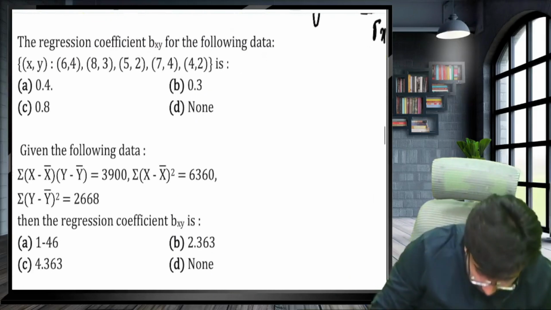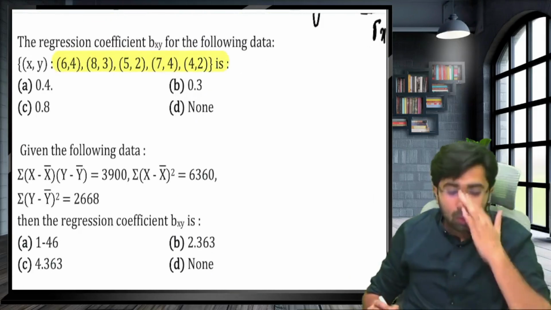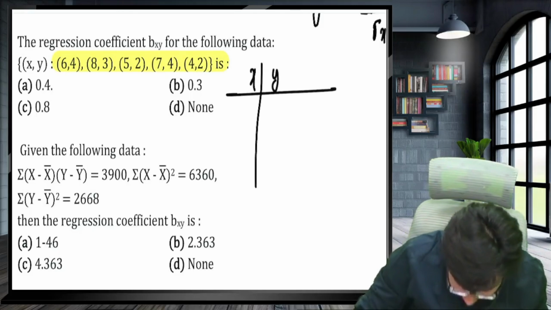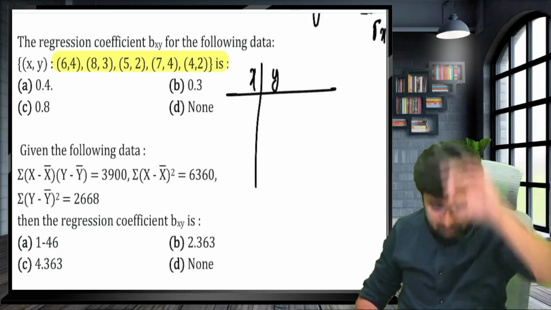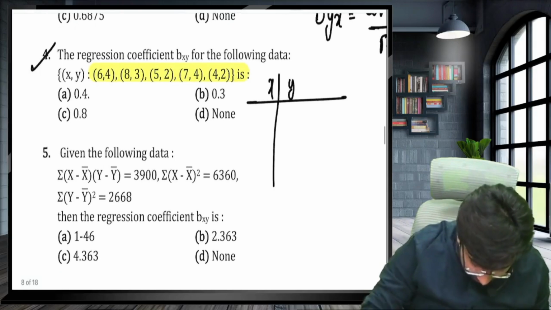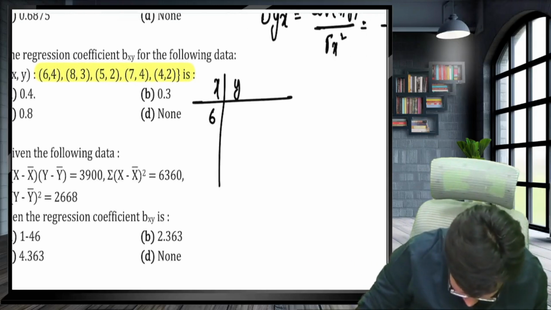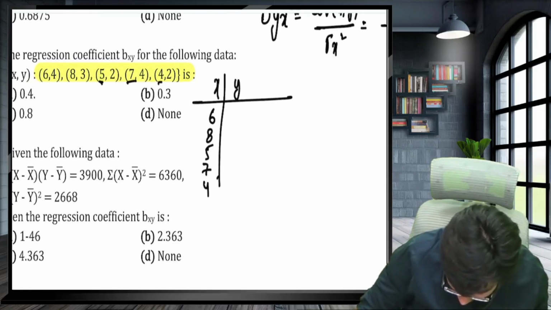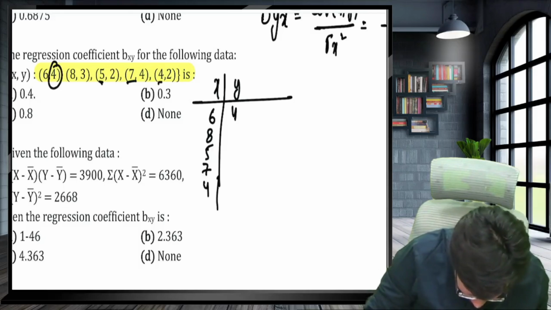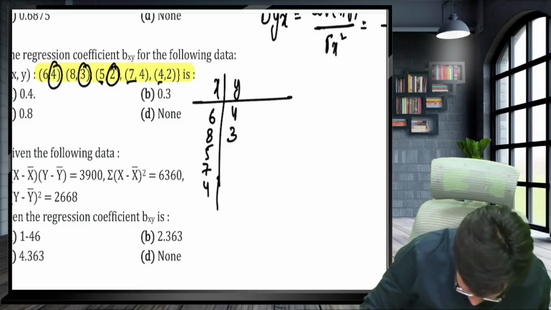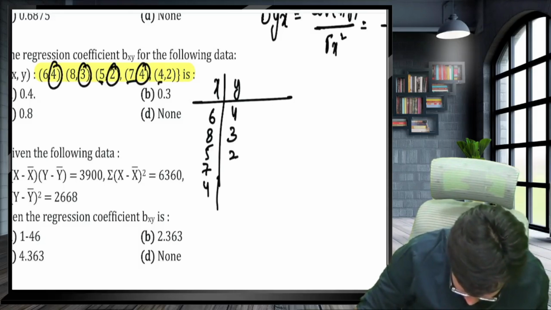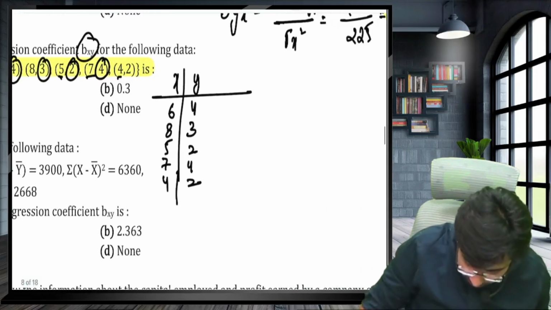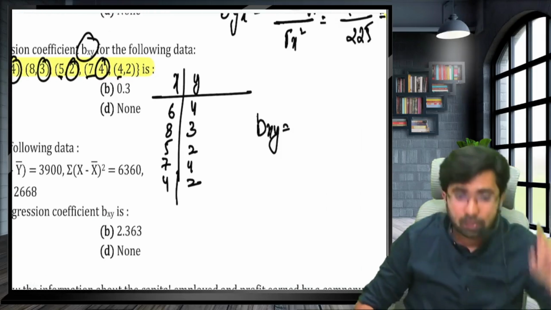Guys, here I have given you all the observations. I have given you x and I have given you y. Sir, you have given us x: 6, 8, 5, 7, 4, and I have given you y: 4, 3, 2, 4, 2, and I am asking the regression coefficient b x on y. Guys, just tell me which formula to apply.